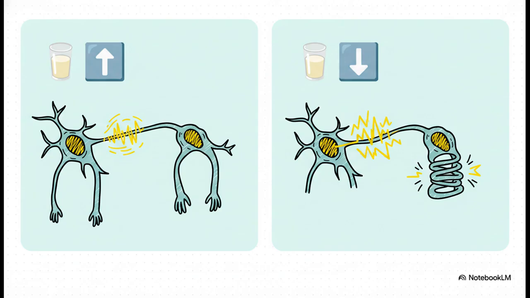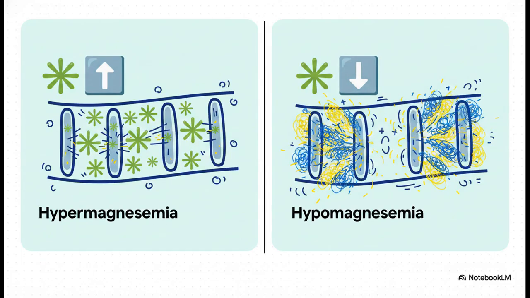The terms are pretty straightforward. Too much is hypercalcemia, and too little is hypocalcemia. And let's not forget magnesium. It often works as a partner to other electrolytes, especially calcium and potassium. And again, the prefixes make it easy. High is hypermagnesemia and low is hypomagnesemia.